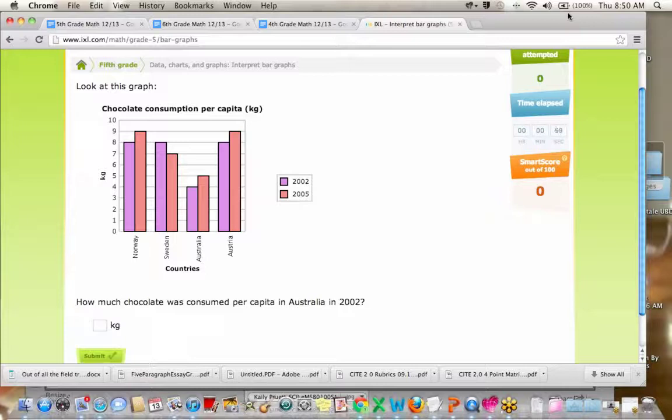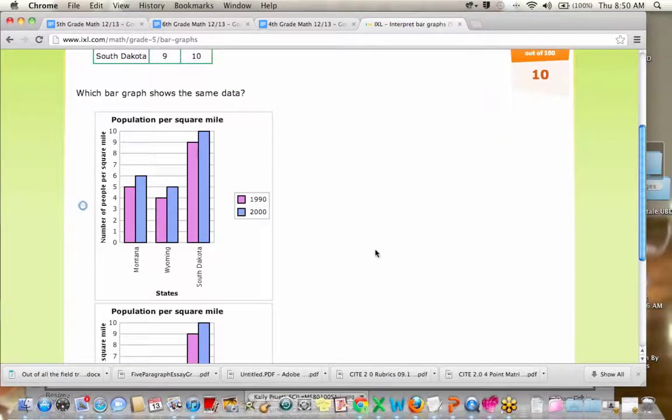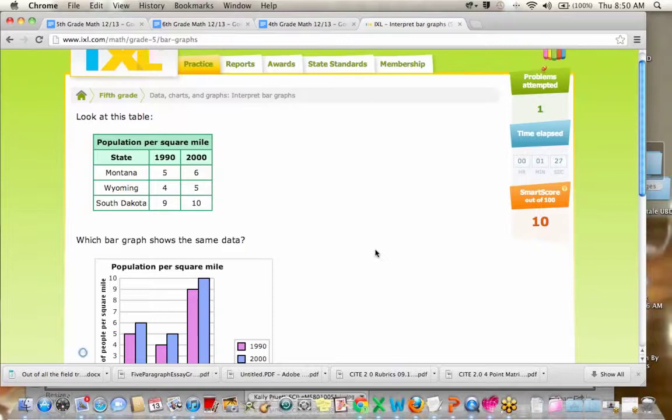How many kilograms, I guess, is the question. How many kilograms was consumed in Australia in 2002? So you have to read the graph. Go ahead, Sierra. 4 kilograms. That's right. I figured that out by looking at 2002, which is purple, Australia, and then I traced it over to 4. Easy.